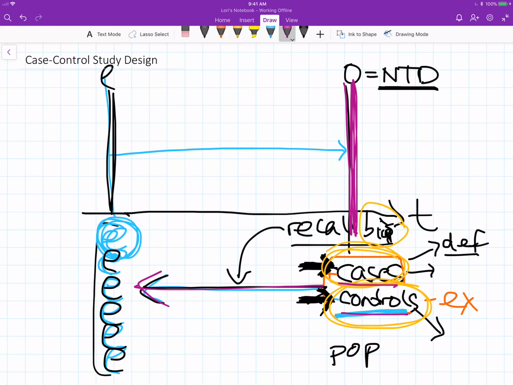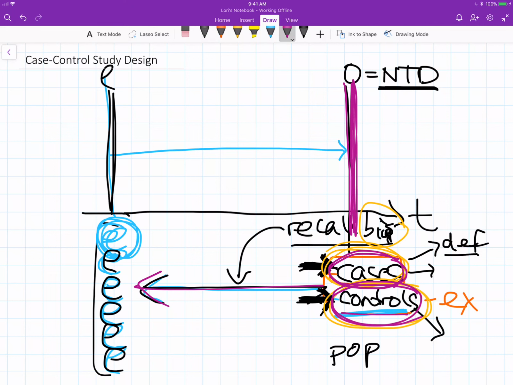It can be quicker. Because I can collect information on lots of cases and then choose how many controls I have, I can control the expense of the study. So time and money can be a real plus for case control study design.